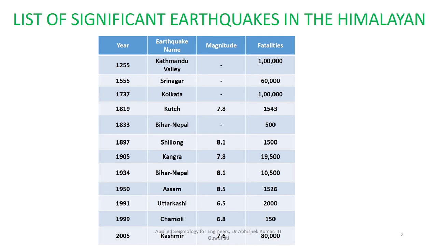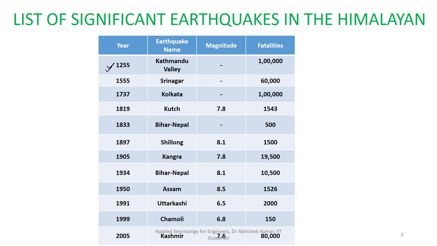But if we look into the damages which are available in various forms in the existing literature, in terms of casualties we can see in this particular figure. So, in 1255 there was an earthquake in Kathmandu Valley. The magnitude of the earthquake is not known precisely, but if we talk in terms of fatalities, it led to almost 1 lakh fatalities in 1255.